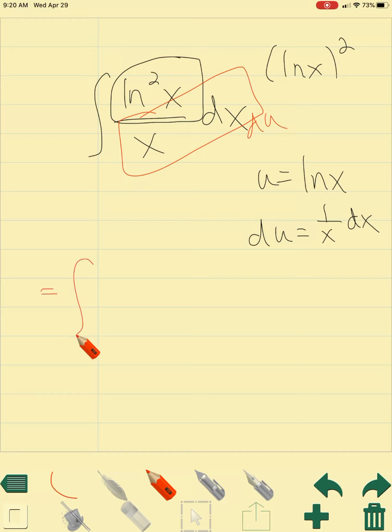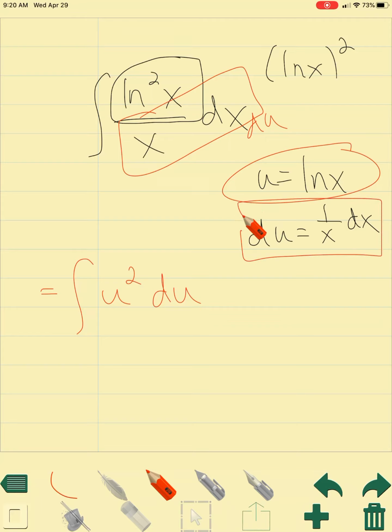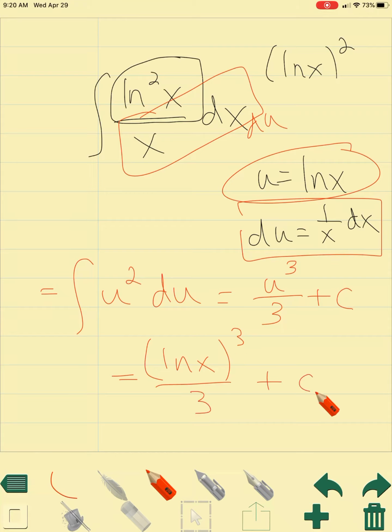So this is now equal to the integral of the natural log squared, so that's just our u. So this is just going to be u squared du. Notice the x dx go away, and that just becomes du right there. So this is going to be u to the 3rd over 3 plus c, which is then equal to, my u is the natural log of x, so natural log of x to the 3rd power divided by 3 plus c, and that would be my indefinite integral.